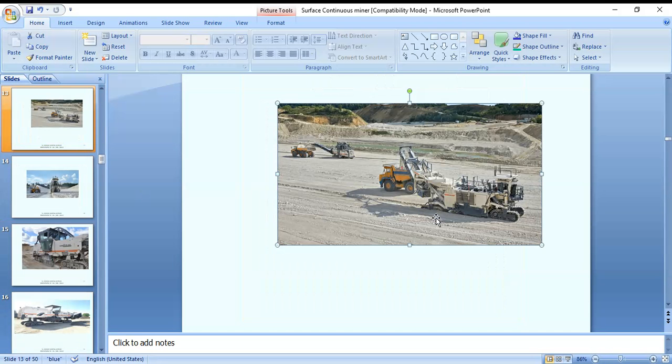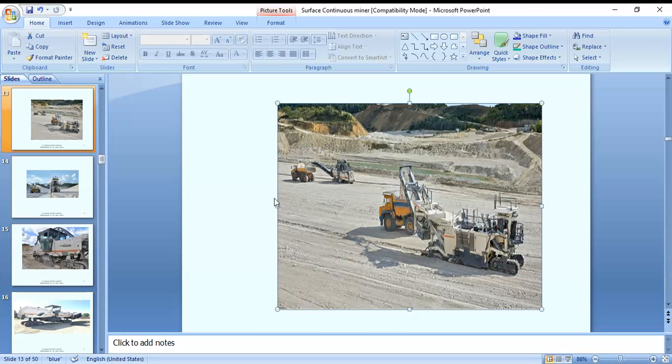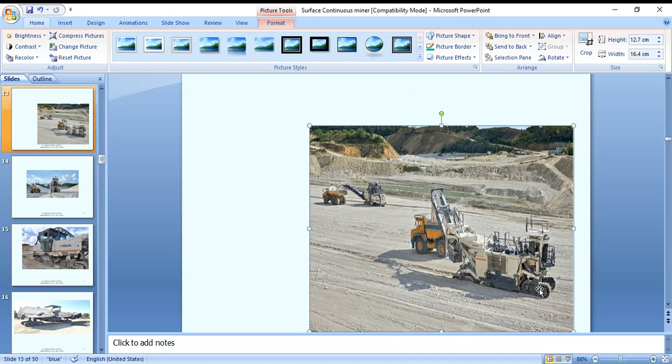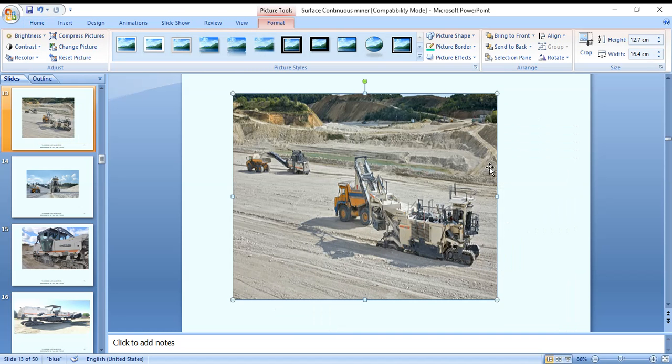See the exact field location. There are two sets of continuous miners working here. Easily you can see this. This is one set, this is the other set. So this is being cut by the continuous miner. So this is the upper side. This vehicle is moving this side.